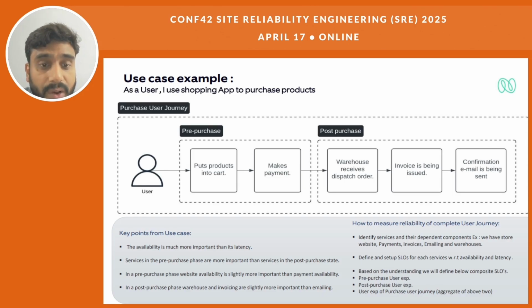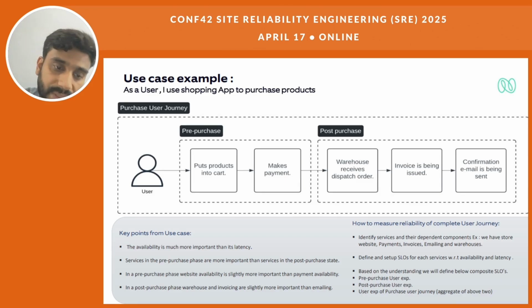So the availability of the overall pre-purchase system is needed, and of course the payment system. And then the secondary part is the post-purchase. So availability is more important than latency. This is one thing about the system. And the services in the pre-purchase order are more important than the post-purchase instead.